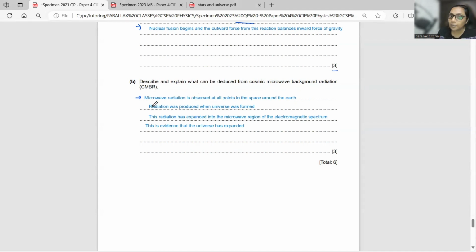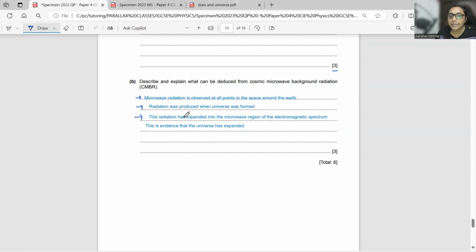The first point which you will say is microwave radiation is observed at all points around the Earth. This radiation was produced when the universe was formed. I'll come to this point. Then the radiation has expanded into the microwave region of the electromagnetic spectrum, and this is the evidence that the universe has expanded.